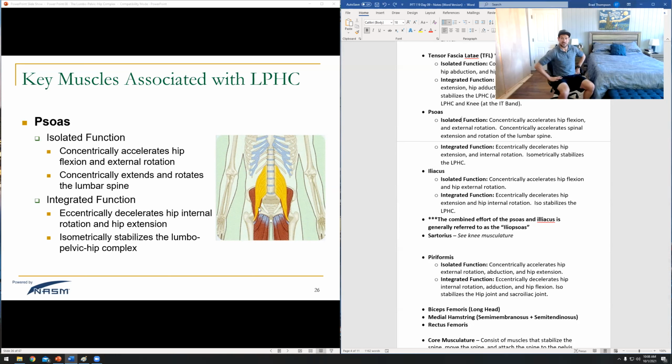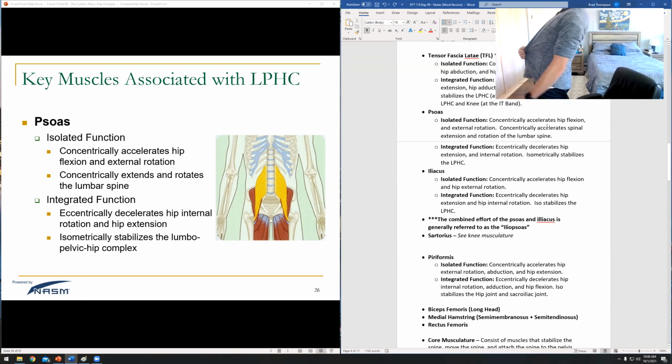So then if I go to stand, and it just wants to stay in that position, there we go. There's my excessive low back arch, right? So it accelerates hip flexion. It does do a little bit of external rotation, but don't give it any credit for that. But the other thing that it does is spinal extension. It grabs my spine and pulls it forward, right? And gives me that excessive arch.